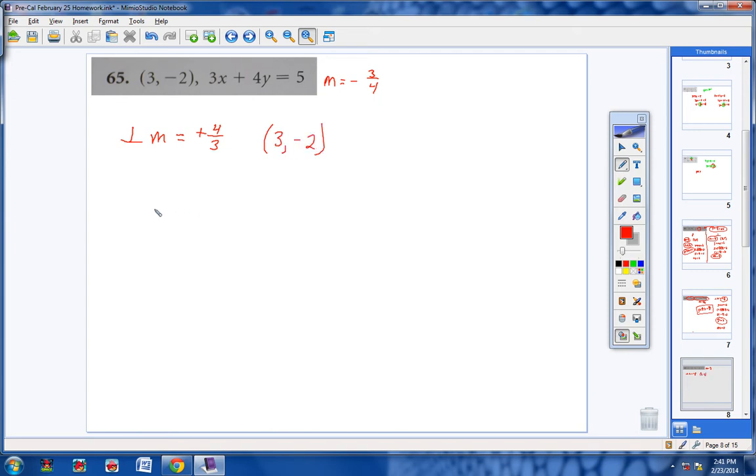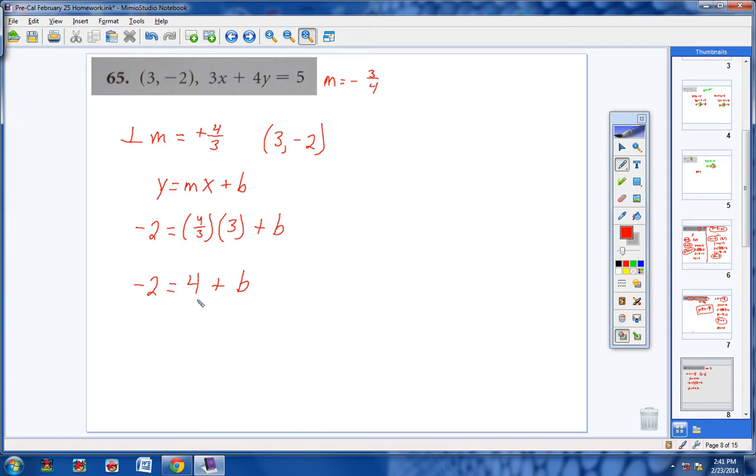So now all that I have to do is use my formula that I've been using all along to help me find b. Y equals mx plus b. And where the y is, I will substitute -2. Where the m is, I will substitute 4/3. Where the x is, I will substitute 3. And then bring down your positive b. Now we're trying to solve for b. Let's simplify the right side of the equation. 4/3 times 3/1 is 4 plus b.